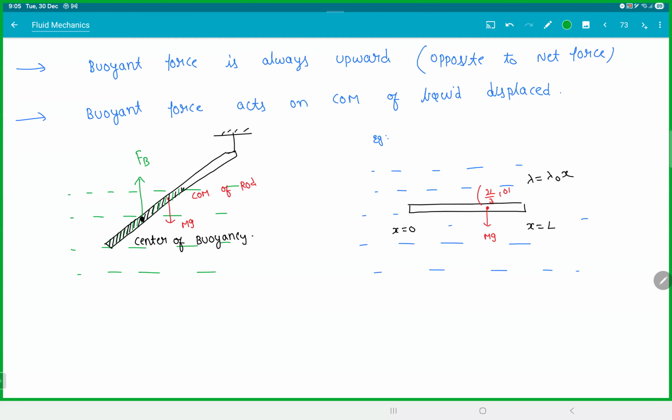Whereas the liquid does not care whether the rod is uniform or non-uniform. You displace the liquid here. This will be the buoyant force at L by 2. Is that making sense, everyone? So if you dip a non-uniform rod into the liquid, the center of buoyant force and center of mass will be at two different places. Any doubts on this example? All clear with this?